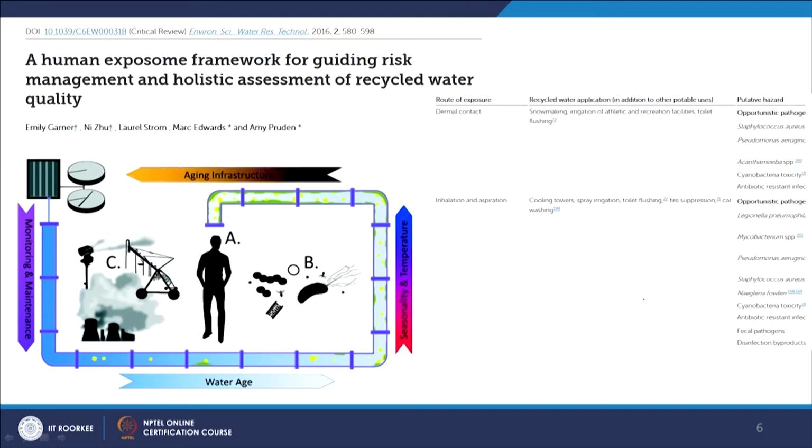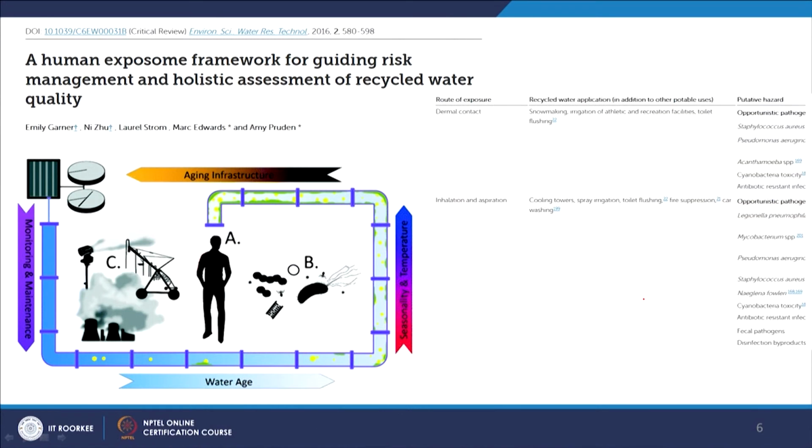Alright, now this is a study by Dr. Emily Gardner at Virginia Tech, and she worked on a human exposome framework for reclaimed water. Now, across the world, fresh, potable water is a scarce resource. Whether I want to use water for irrigation, drinking, washing or other purposes, it is rare. It is not rare, pardon me, it is scarce.